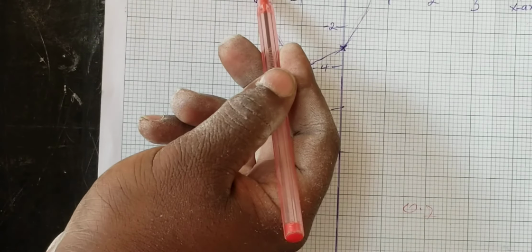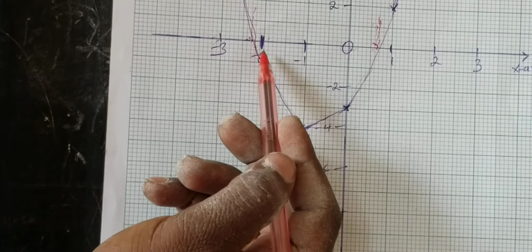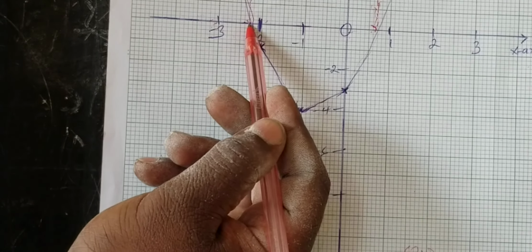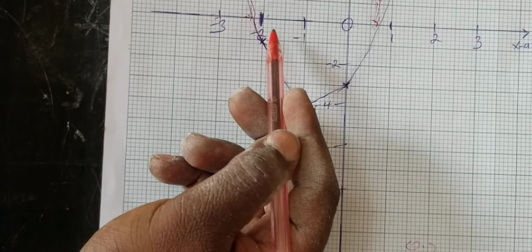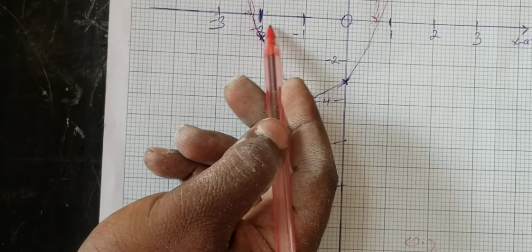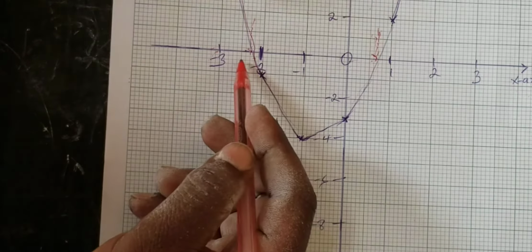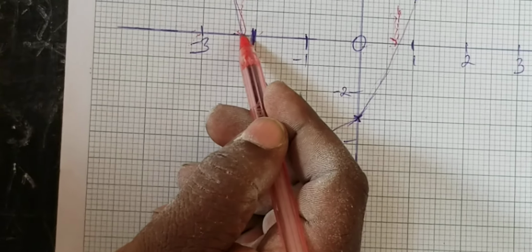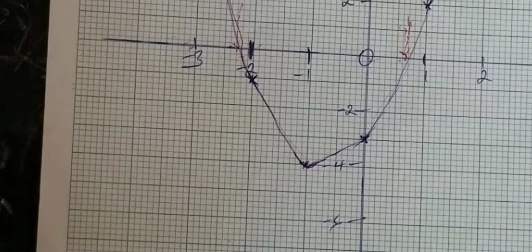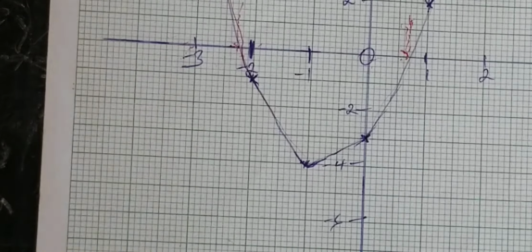Then when you come from this side, it is around 1, where it intersects here, around 1 small square there. Because if you are getting the root here, it is between -3 and -2. So we count the number of small squares. From here it is around 2 small squares. So it will be -2.2, and that is the root of the equation.